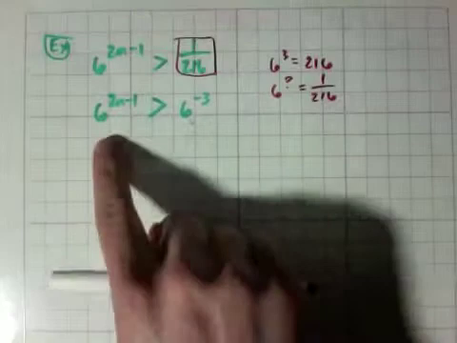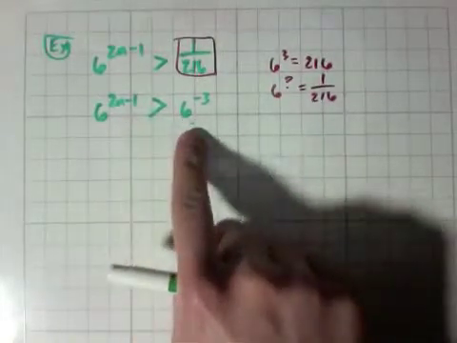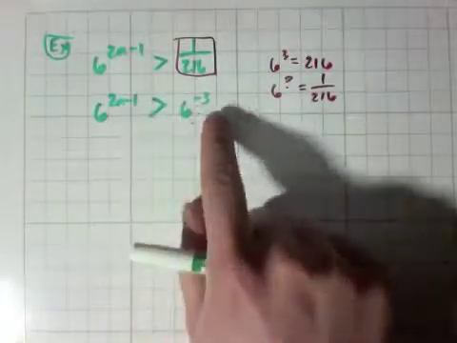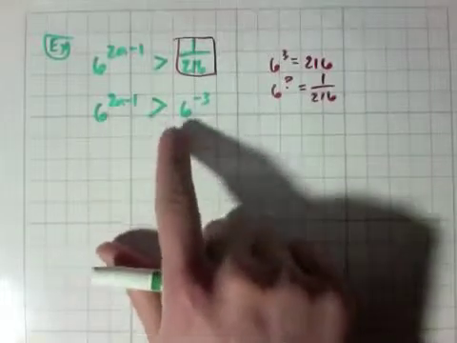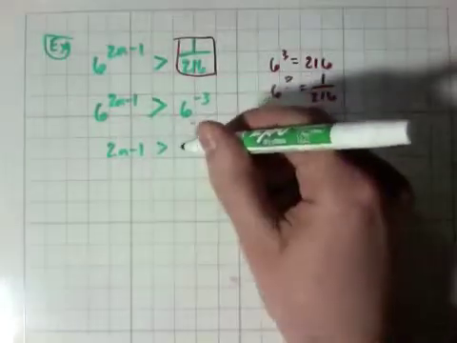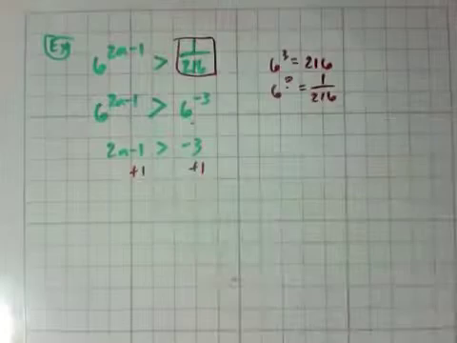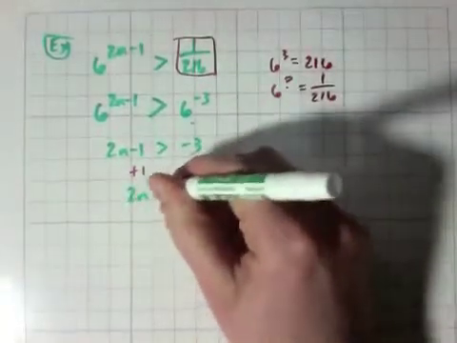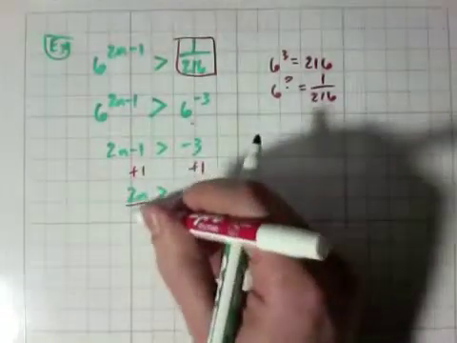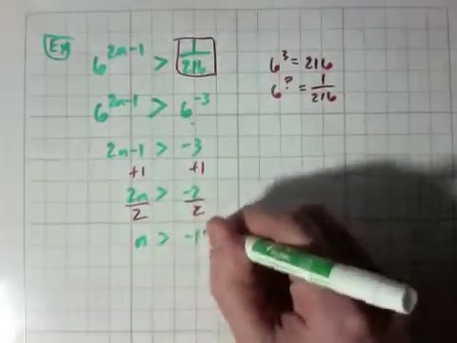And now that I have two things of the same base being related to one another, I could conclude that, well, if this is really greater than that, then it must have been their exponents that were having that effect, not in fact their bases. So I can boil this down to being 2n minus 1 must be greater than negative 3. And I can solve this like a regular equation. 2n is greater than negative 2. So n, when I divide by 2 on both sides, must be greater than negative 1.